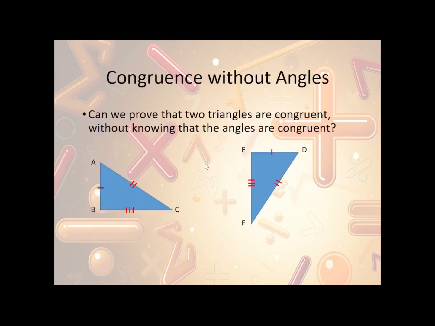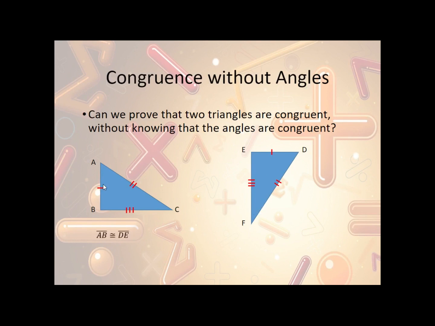Now the question is, what if we don't have all that information? What if we don't know all the sides and all the angles? Can we still prove that two triangles are congruent? So in this case, we have no angles and all the sides. So we have three sides we know are congruent, but does that mean necessarily that the angles are congruent?